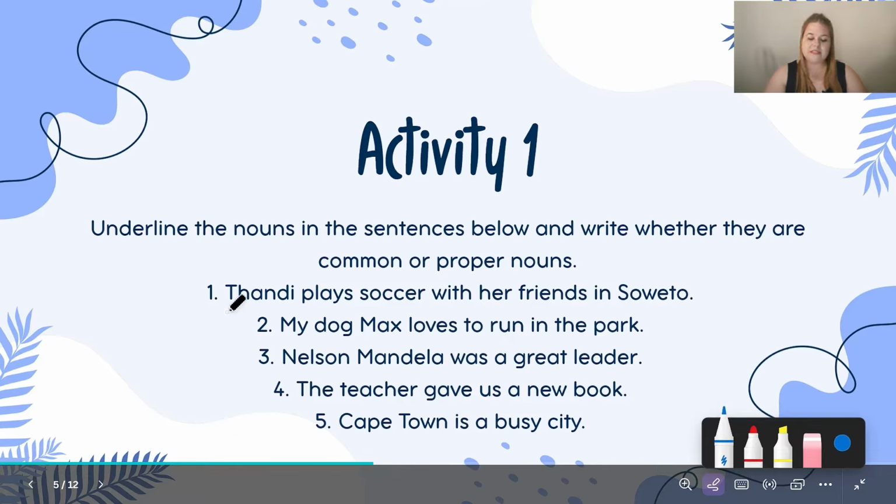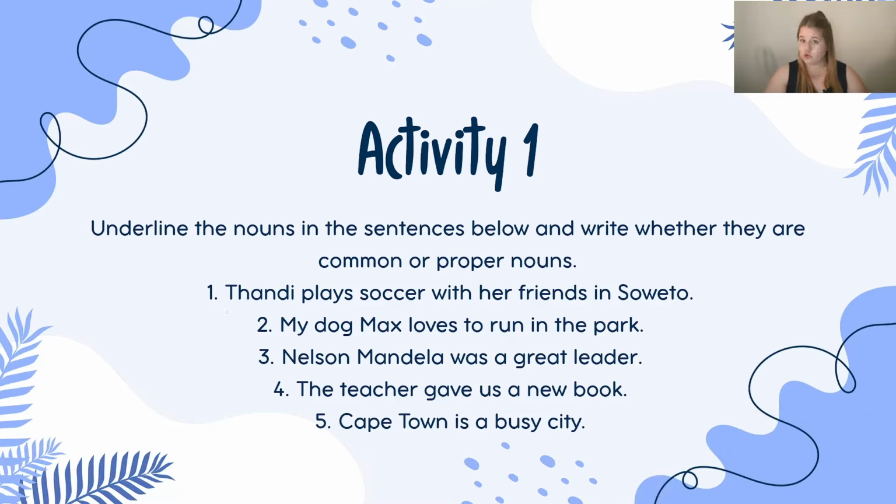All right, so the first sentence says, Tandy plays soccer with her friends in Soweto. All right, so remember, we've now just mentioned someone, okay? But that someone is who? It is Tandy. Okay, and this, you can see there's a capital letter. So this is going to be a proper noun. She plays soccer. Soccer is also a noun. But this is a common noun, small letter. Her friends are people. Have we named them? No, common noun. Soweto is a place, capital letter. So this is going to be a proper noun.